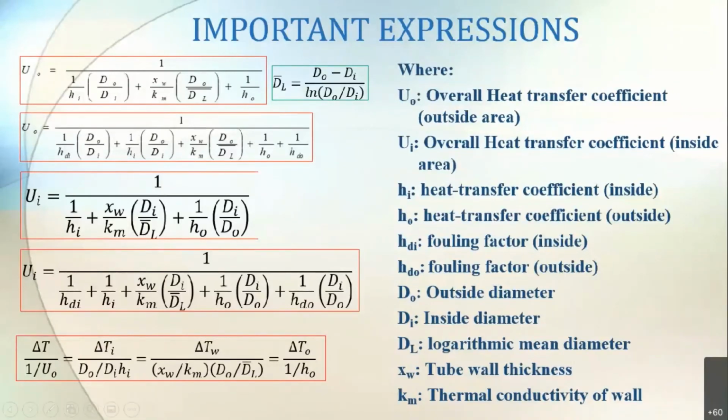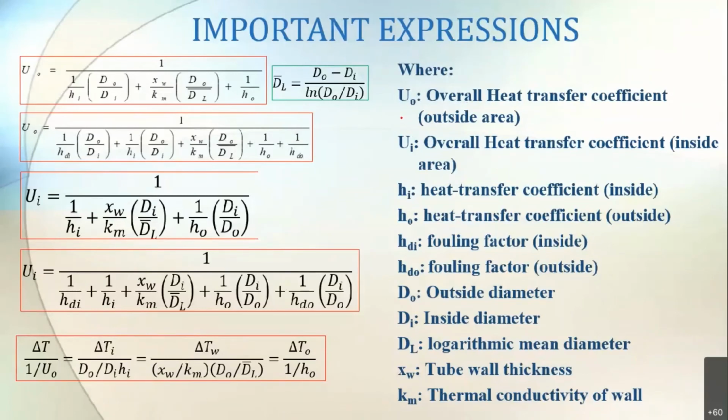You don't have to memorize, but you have to understand what the terms involved in these equations are. So the first one is U on the outside, and then this one is U outside with the fouling factor, this one is U inside, and this one is U inside with the fouling factor. This is the equation you will use to find the value of DL, and this is the equation that you can use to find the value of your delta T, or any temperature at the interface. So I have written everything here.